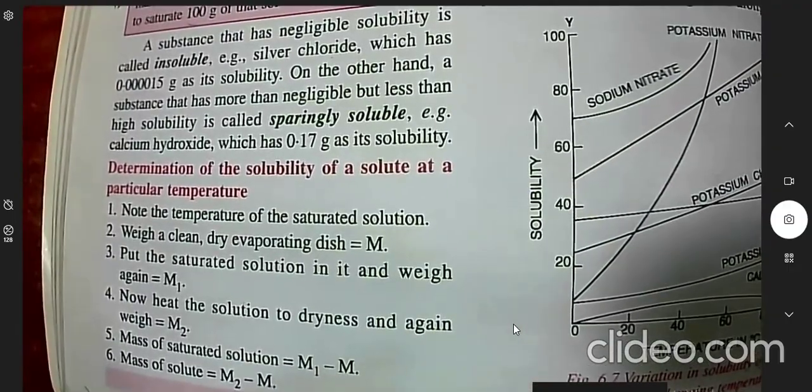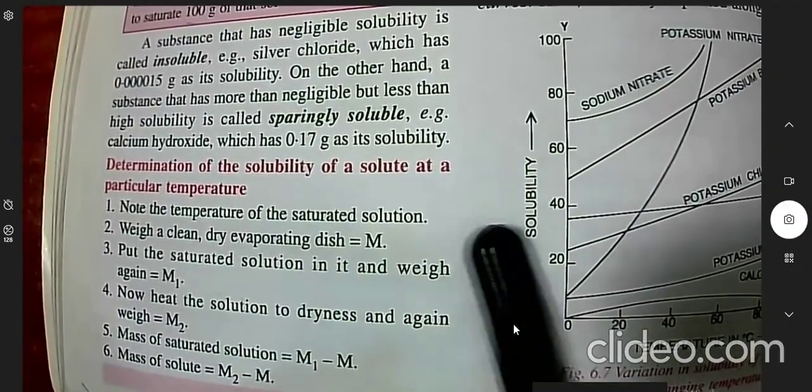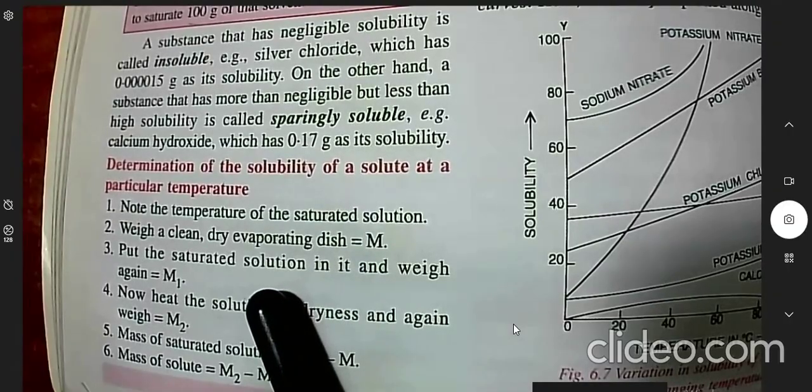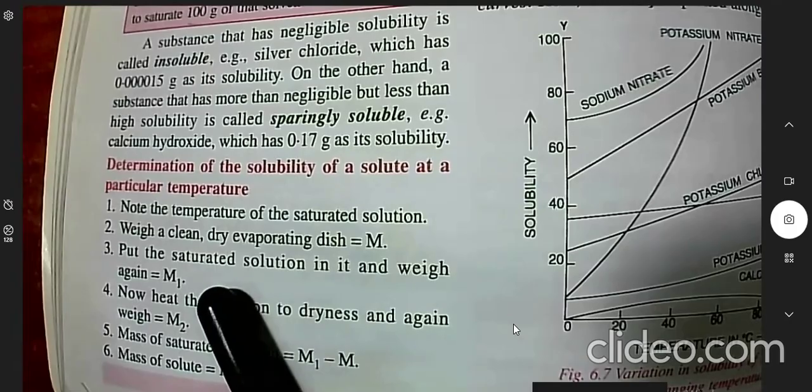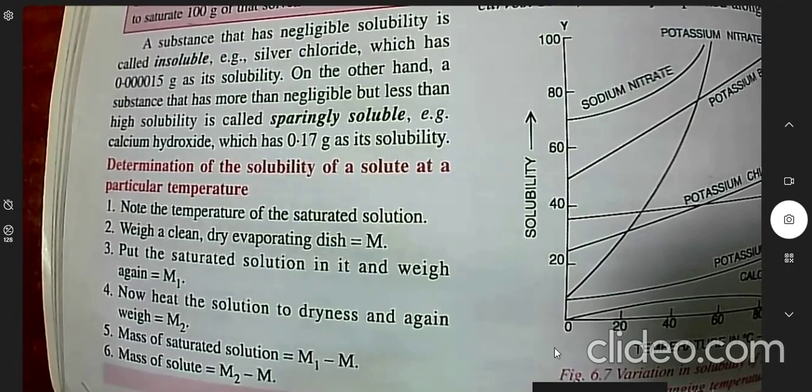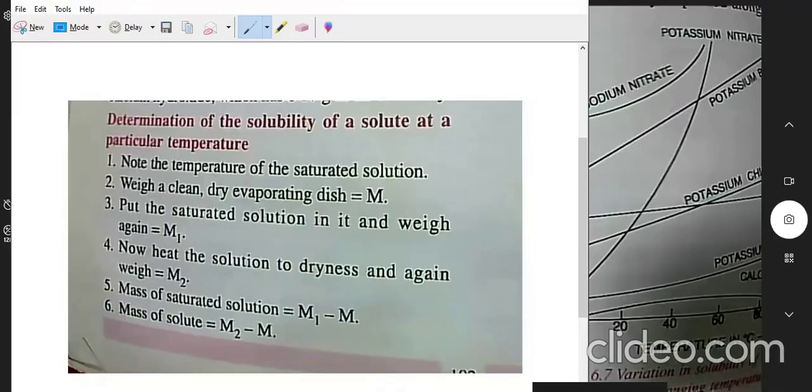Then the other thing you have to understand is how to find the solubility. First, take an evaporating dish, let it be M. Then put a saturated solution. First, you saturate it, put it. It will be M1. Now heat it and remove the water. You got M2. This will give you the mass of the water gone.